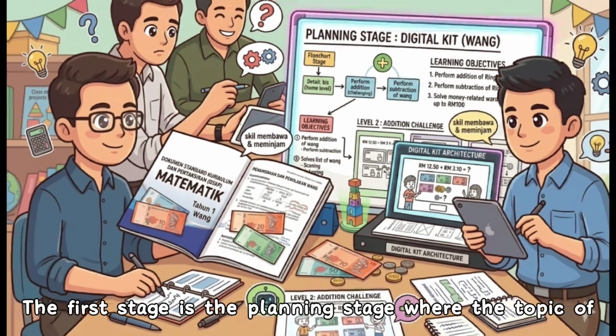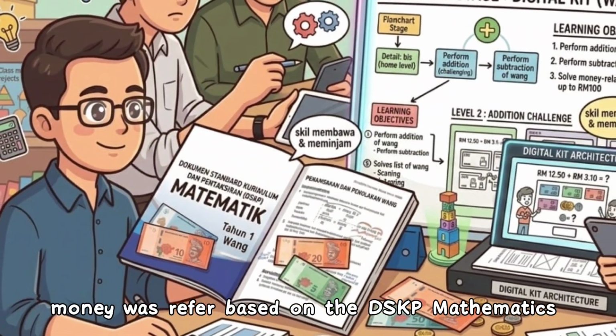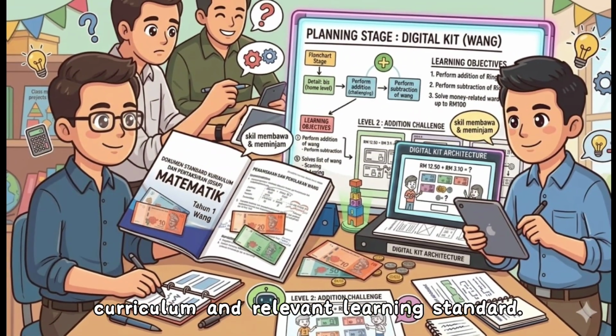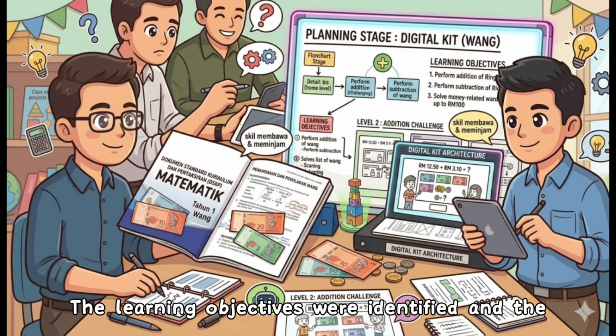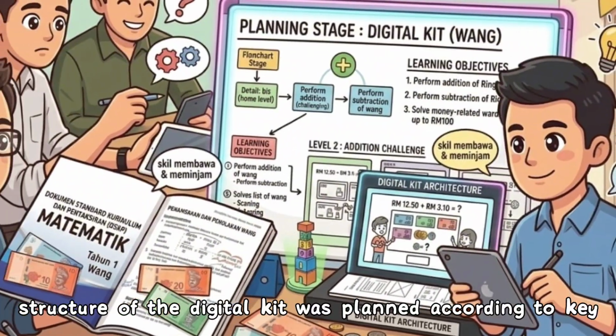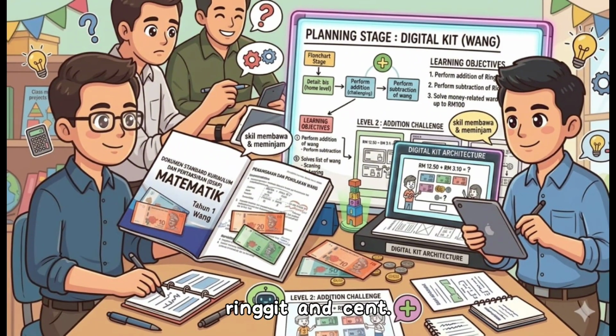The first stage is the planning stage, where the topic of money was referred based on the DESC mathematics curriculum and relevant learning standards. The learning objectives were identified and the structure of the digital kit was planned according to key concepts such as addition and subtraction of ringgit and cents.